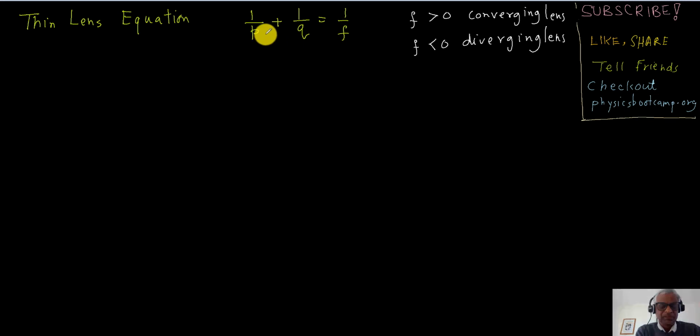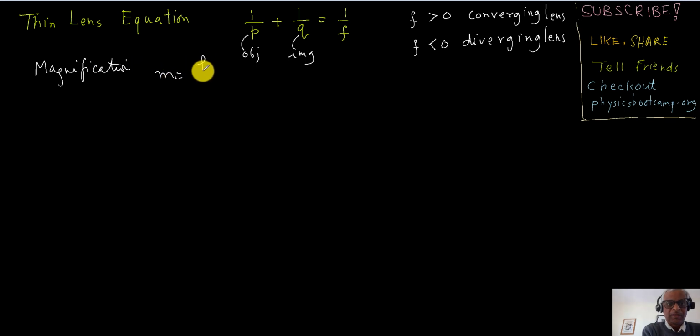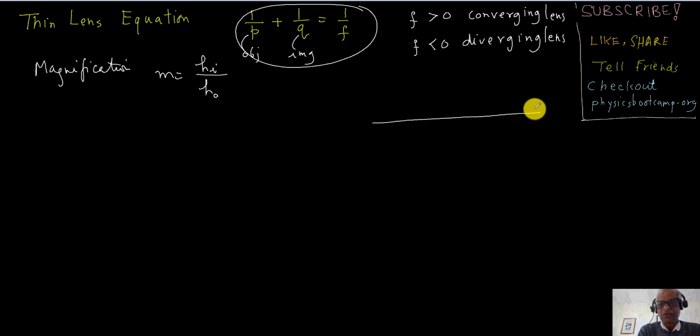And you probably remember this formula from class or sometime you've seen this before. p is the object distance, and this is the image distance, all along the x-axis. This goes with another formula, which is called the magnification of the image, which is the height of the image over the height of the object. So this is along the x-axis, or you can say along the axis.